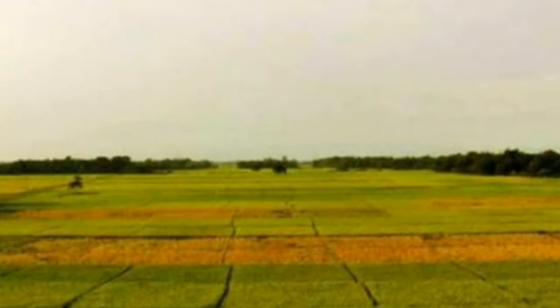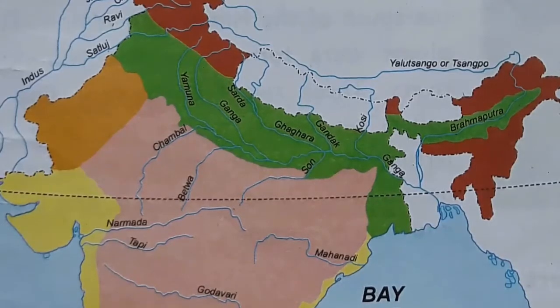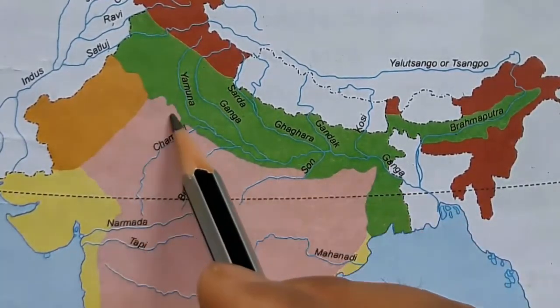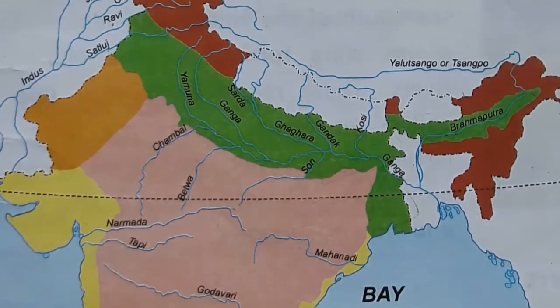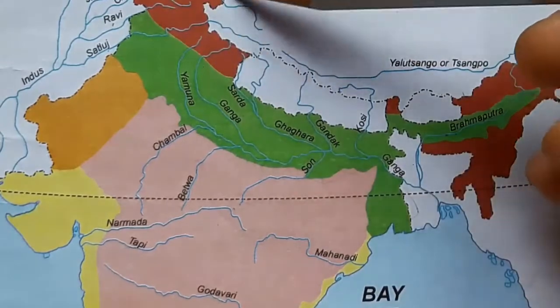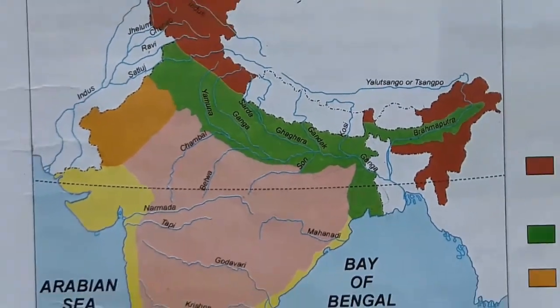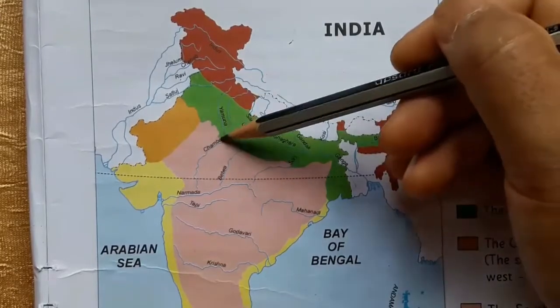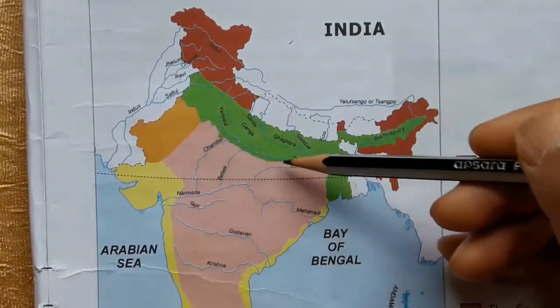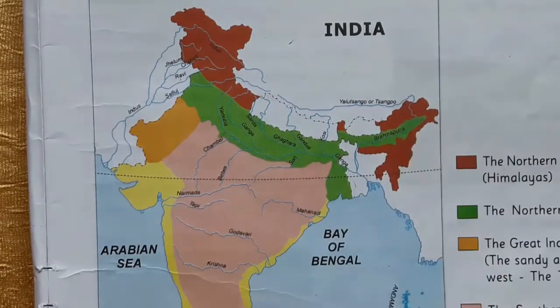Next, the northern plains. It is given in the green color, and this includes this part. The northern plains are large stretches of flat land. You will not find very high mountains or plateaus. It's very flat. It lies to the south of the Himalayan region. You see, this part comes under the Himalayas, and the northern plain you will find in the southern part of the Himalayas.